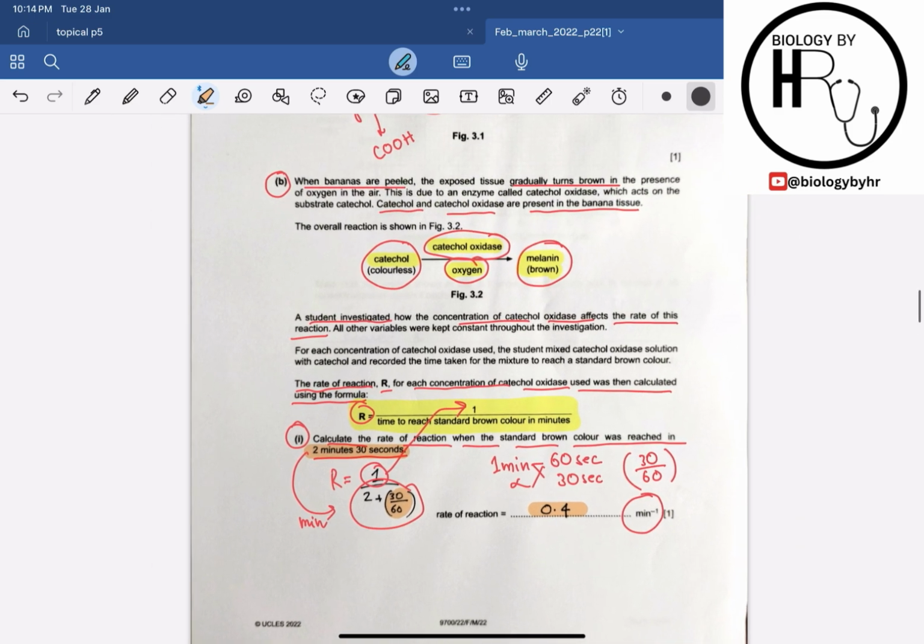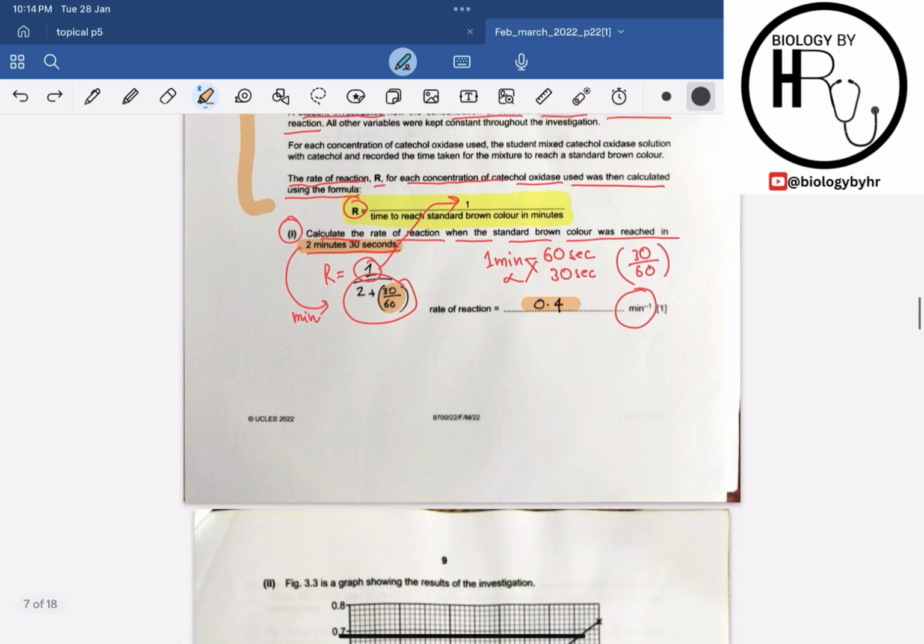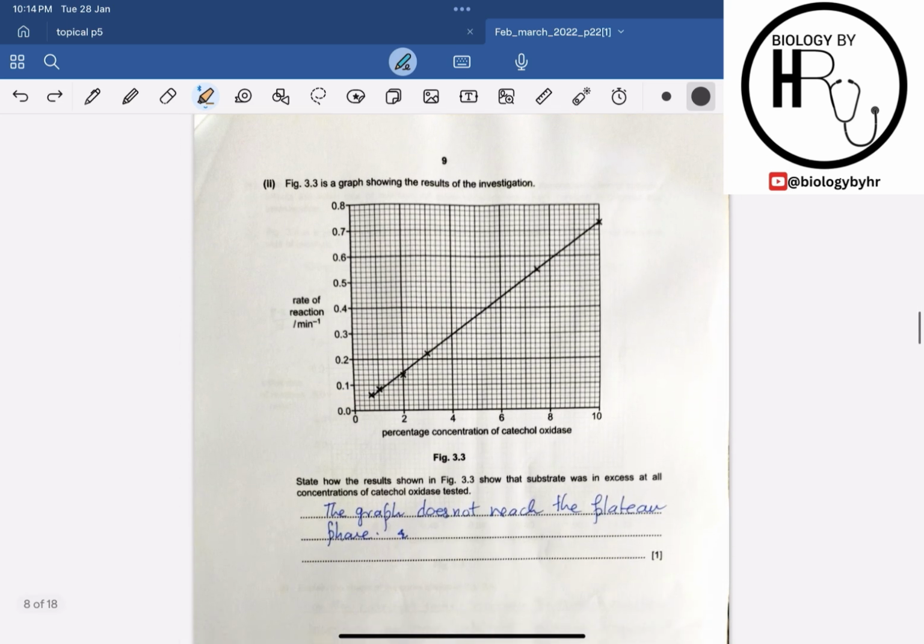The rate of reaction is 0.4 per minute, right? So I hope that this is clear to all of you. The part was quite simple. I think the story was a little longer, but the part was very easy. Now let's move on to part 2.